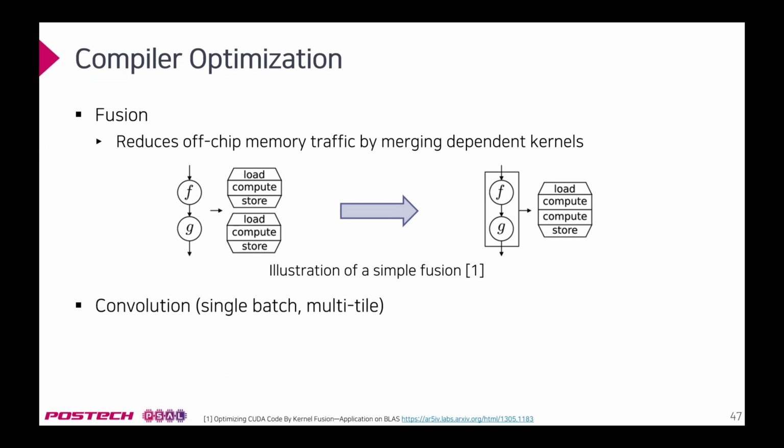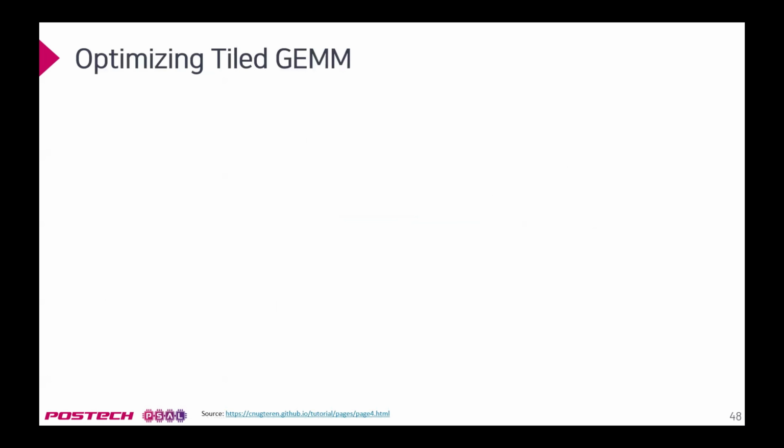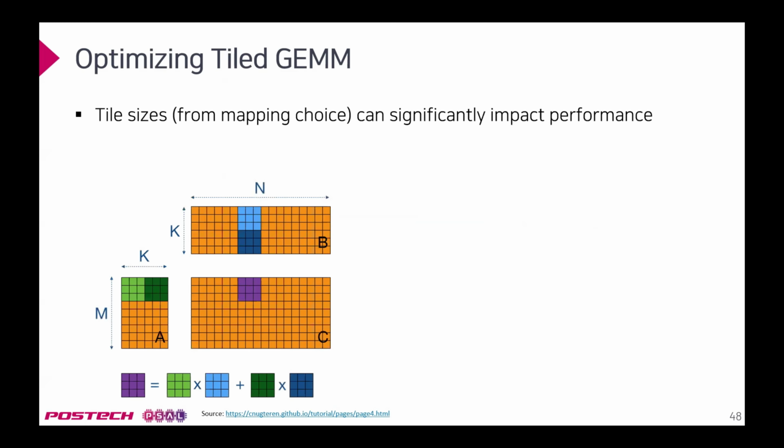The second category is convolution optimizations, specifically single batch and multi-tile convolution. The third is fine-grained DMA, which improves overlap between computation and memory transfers. Let me explain fine-grained DMA in more detail. As I mentioned before, the tile size can significantly impact performance on NPU.